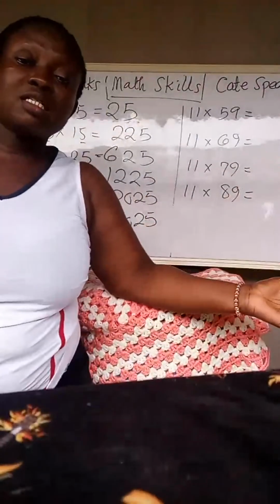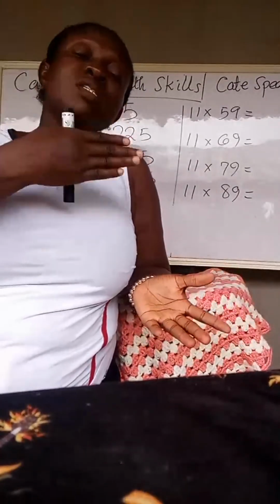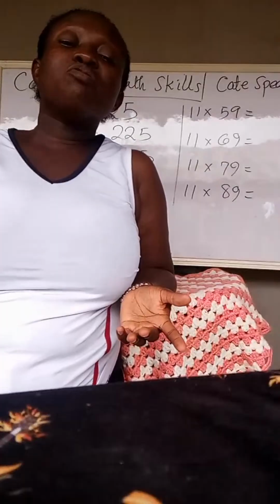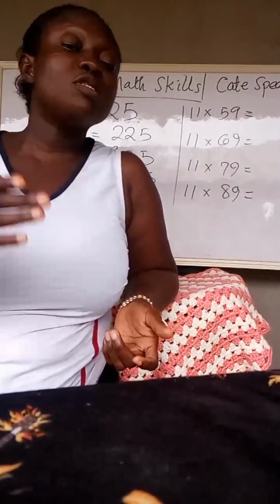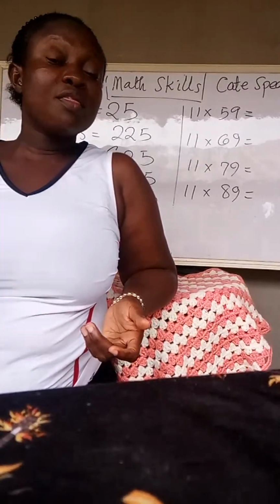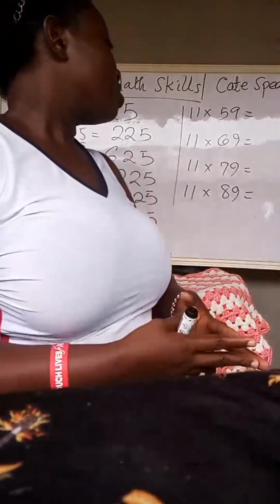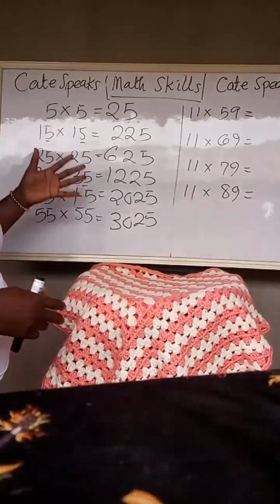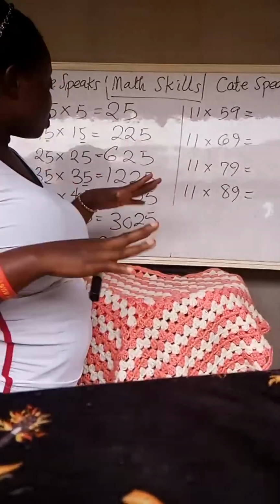You can actually say, okay, 5 times 5 is 25. Okay, 15 times 15 is 225. Okay, 25 times 25 is 625. Okay, 35 times 35 is 1225. Okay, so that's how it is. You continue doing that. You can do that with your mind and you get the answer. So good.